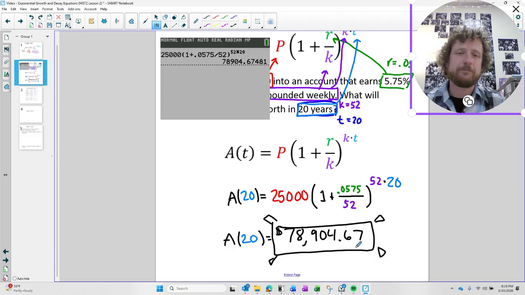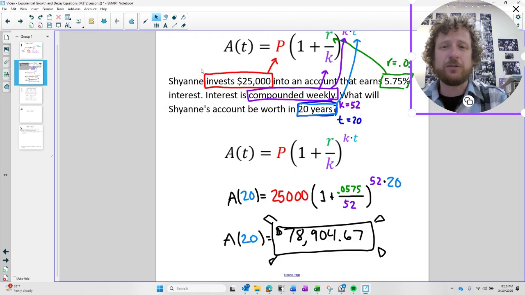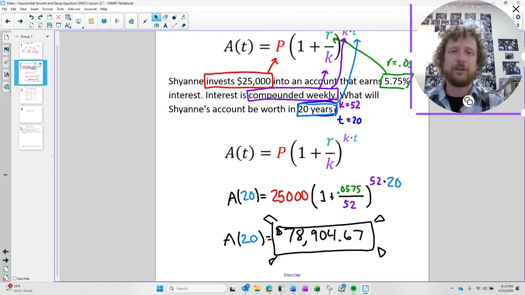20 years. So the process really is identify which equation we're using, the compound interest equation, identify the numbers in the story, 25,000, 5.75%, compound weekly, 20 years, plug it in. That's it. Take your time on the practice problems. We're just going to work on the compound interest practice problems.